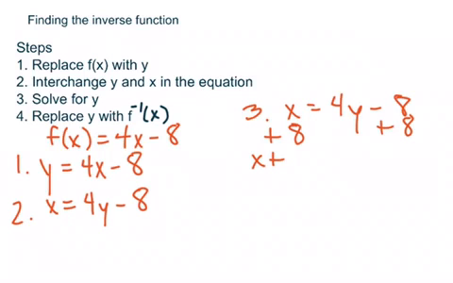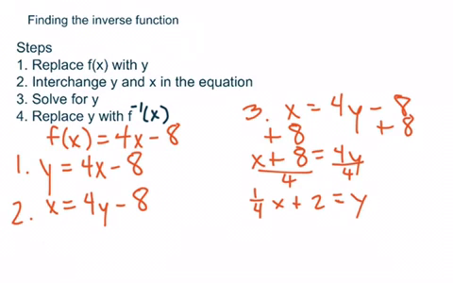So that leaves us with x plus 8 is equal to 4y. And then we still need to isolate the y, so we're going to do division, divide by 4. So we end up with 1/4 x plus 8, plus 2 is equal to y. Okay, so that is step 3. Step 3 is the most involved process.